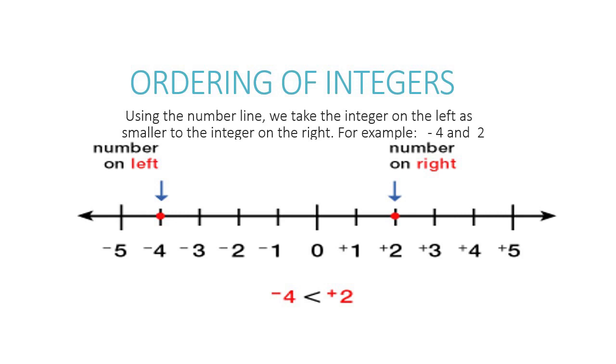For example, you can see a number line on which two integers, -4 and 2, are represented. -4 is to the left of 2. So we can say that -4 is less than 2. Again, I am repeating, on the number line, the number which is to the left of the other number is a smaller number, while the one which is to the right side is the greater number.